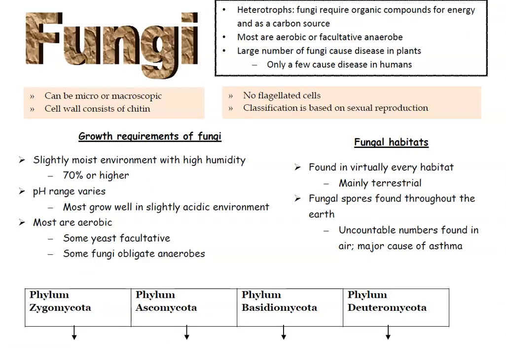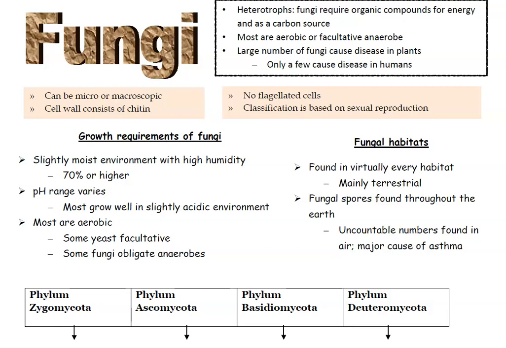All right, next we have the fungi. Fungi are heterotrophs. They require organic compounds for energy as a carbon source. Most are aerobic, meaning they need oxygen. A large number of fungi cause disease in plants, and a few of them cause disease in humans. Fungi can be micro or macroscopic. Their cell walls consist of a carbohydrate called chitin. They do not have flagella, and classification is based on how they reproduce.